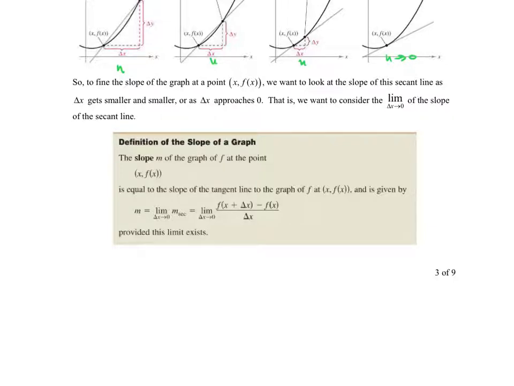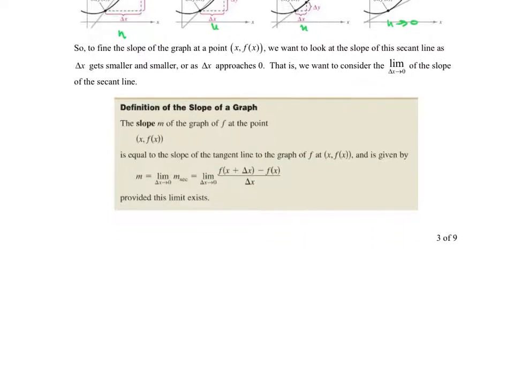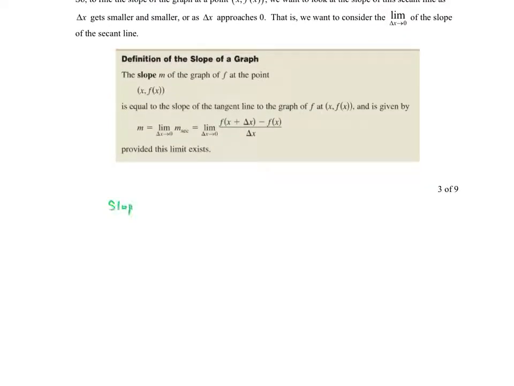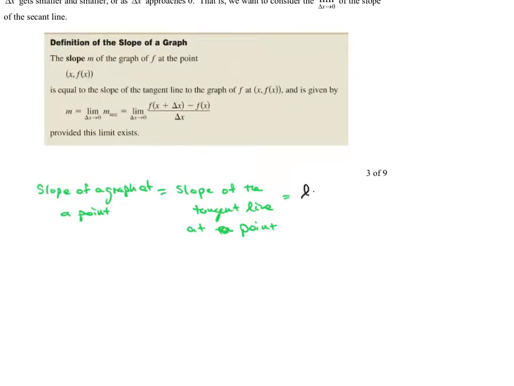What the heck just happened? What in the heck just happened? Here's all we said. If you want to find the slope of a graph at a point, that's the same thing as the slope of the tangent line at that point, which is the exact same thing as the limit as h approaches 0 of f(x plus h) minus f(x) all over h at the point.